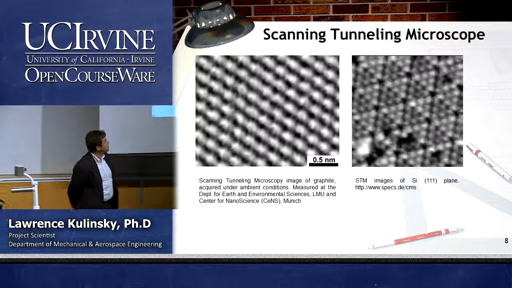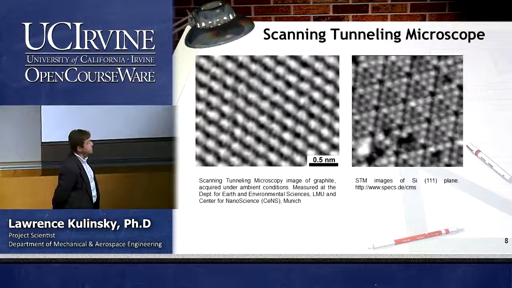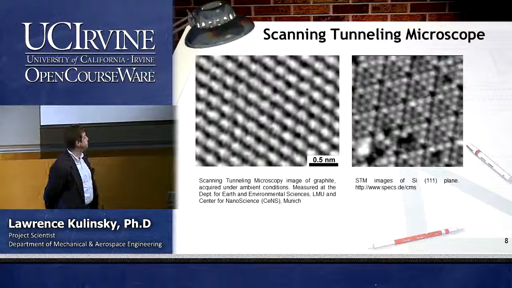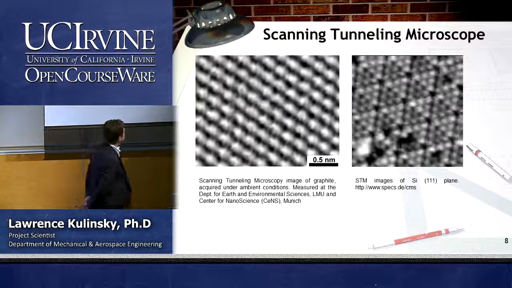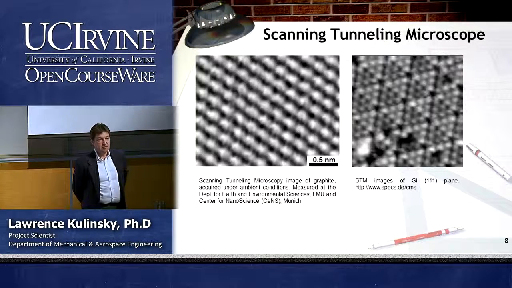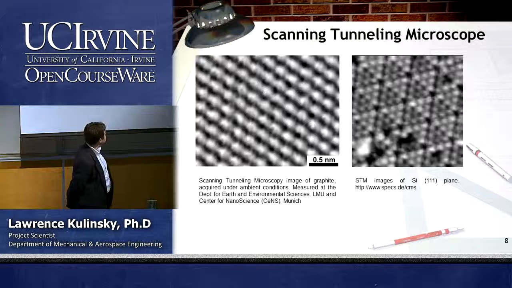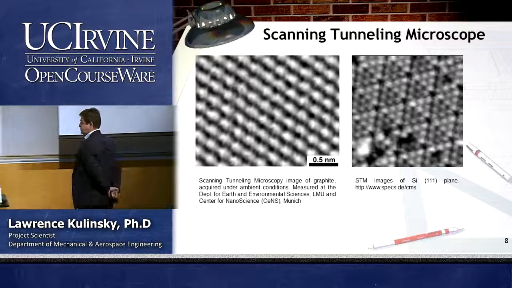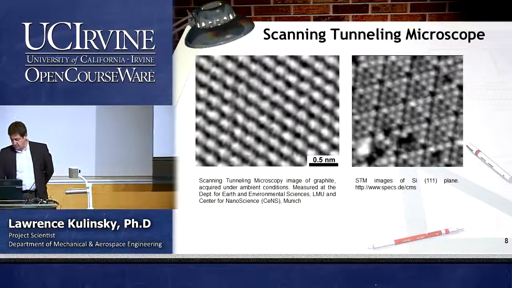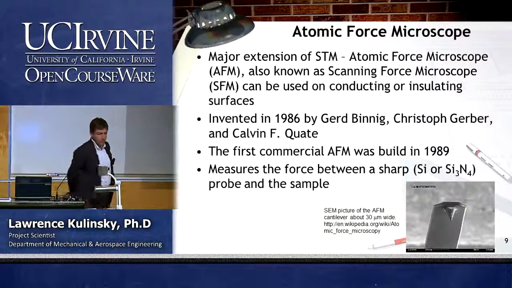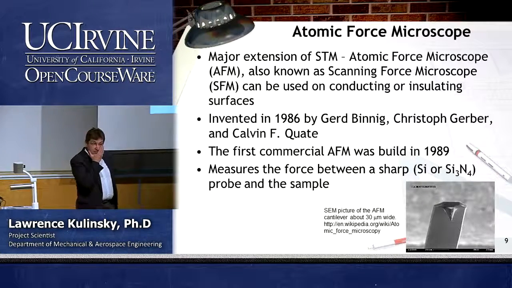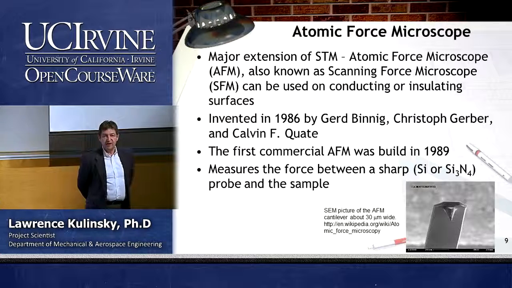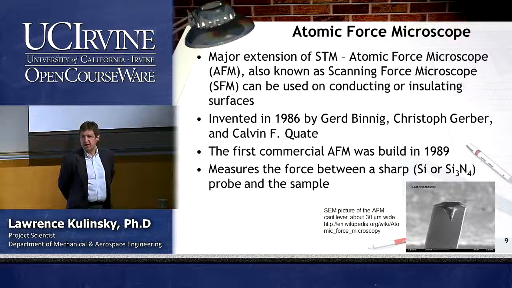Here, as you can see on screen, are 2 examples. On the left, you can see graphite. And on the right, you can see silicon 111, including, as you can see, some defects in the structure. So that was the principle of operation of STM. Do you have any questions yet about the STM, how it operates?